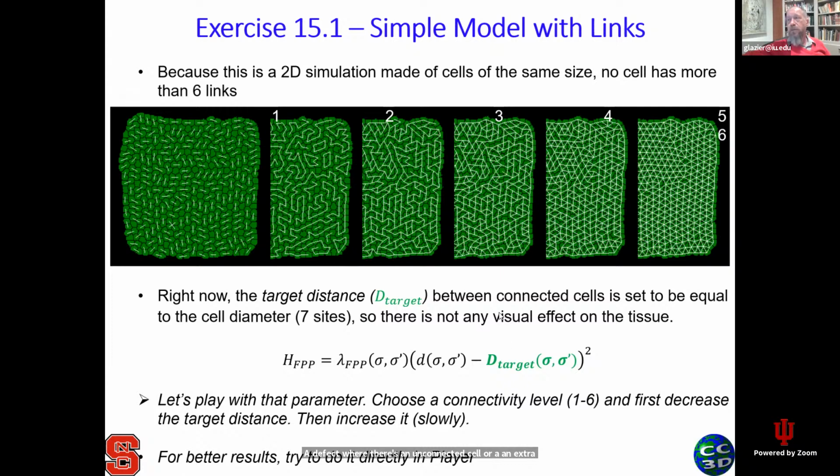When we go to 4, we're beginning to fill in essentially a tiling of the cells. And when we get to 6 or 5 or 7, we're going to see that basically every cell is connected to its neighbors. And so if we were going to do a triangulation to do finite element modeling, this is how we would do it. And in fact, you could do solids modeling in 2 or 3D with CompuCell using links.